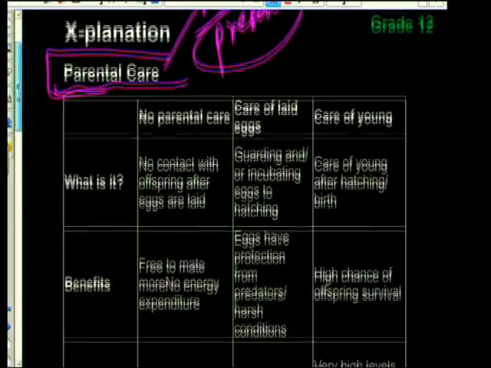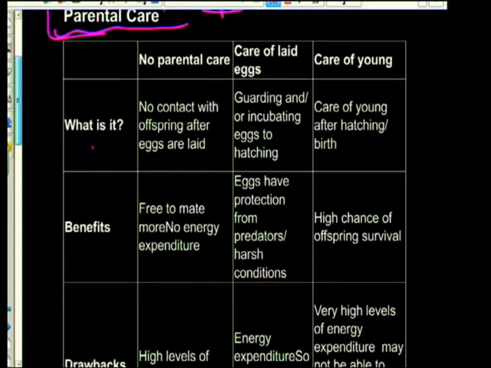So first of all, parental care, what is it? No parental care. It's obvious. No contact with the offspring after eggs are laid. Left on their own, they must do their own thing.